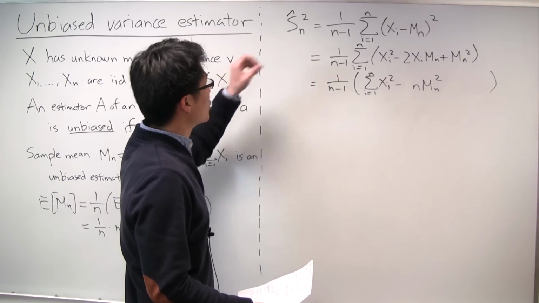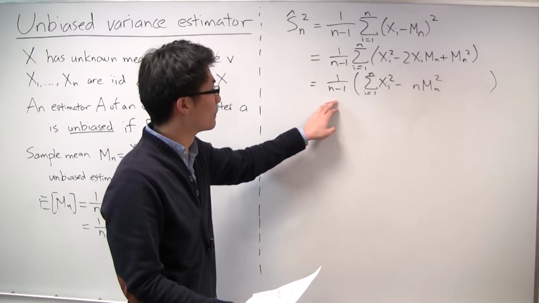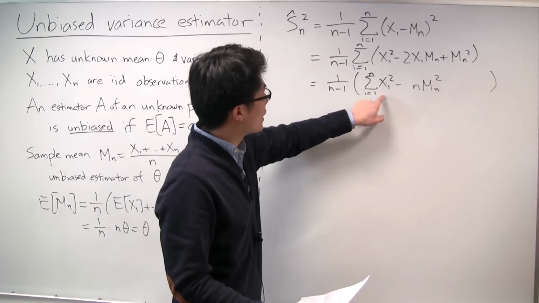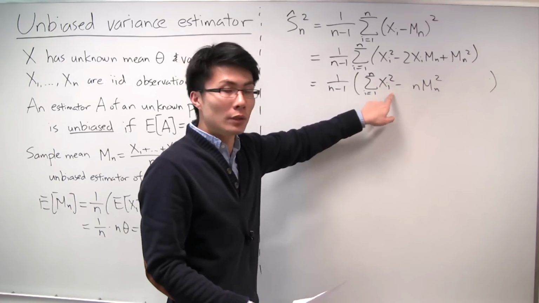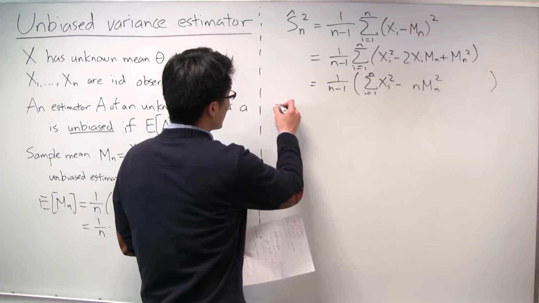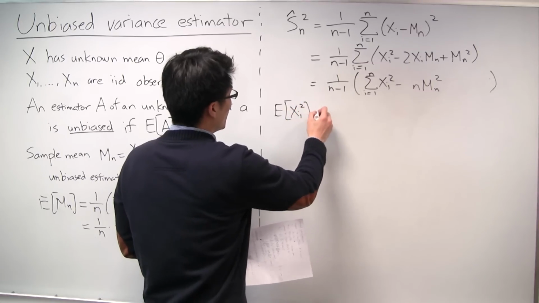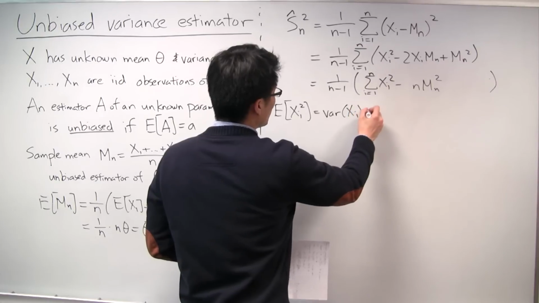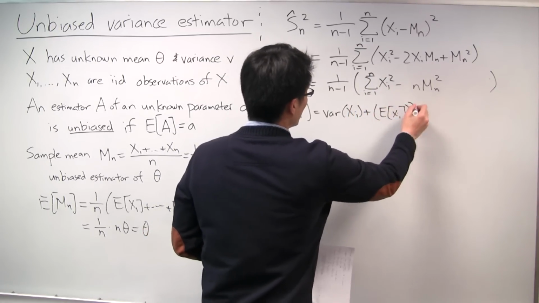And now if we were to try to calculate the expected value, we know that we're going to have to rely on linearity of expectations again. And if we look forward, we can see that what we're going to have to calculate eventually is the expectation of xi squared and the expectation of mn squared. So let's calculate those first. What is the expectation of xi squared? The expectation of xi squared, we can write that as the variance of xi plus the expectation of xi quantity squared.